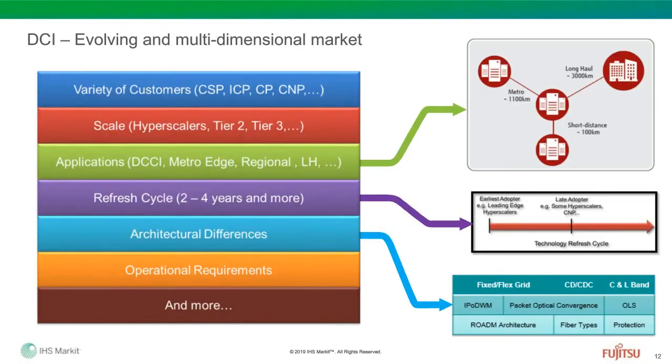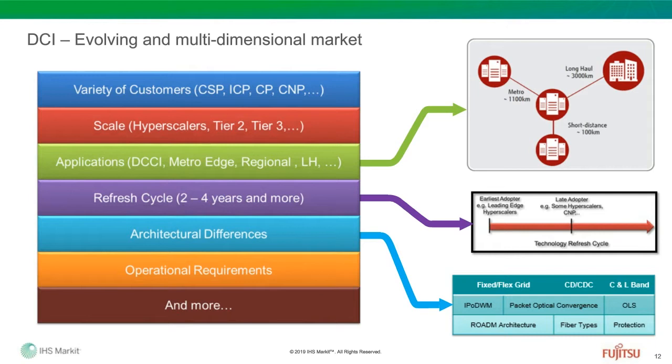The other challenge is that DCI's market is still evolving, and it has a lot of different dimensions to cover for a system integrator. Very broad set of customers with different business models and network requirements. Some customers build their own networks to ensure smooth operation of their core businesses, while others build networks as a service or provide connectivity. Then within each of those categories, scale varies drastically from hyperscalers to tier 2 to 3 players.